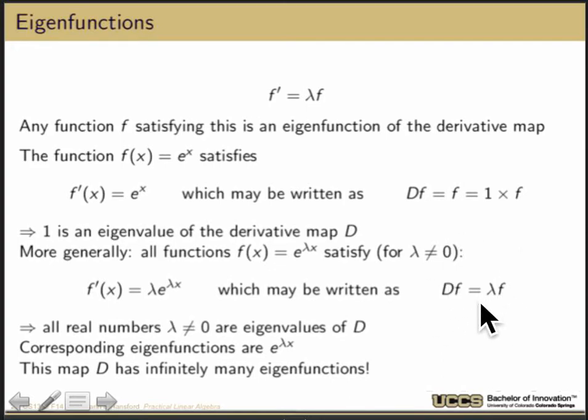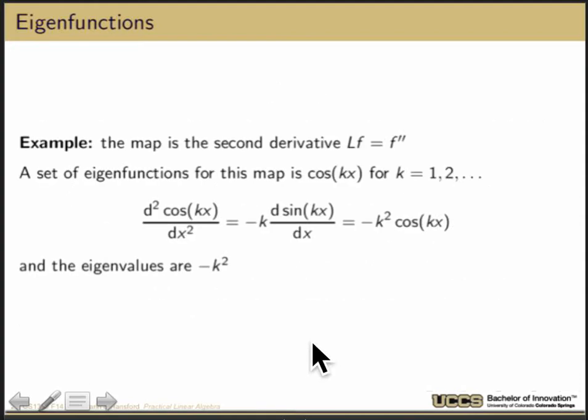Exactly what we saw for eigenvalues and eigenvectors, except now we're doing it with functions. And this is true for all real values of lambda other than 0. So even though we're talking about functions, before we had a finite number: if A was an n by n matrix, it had at most n eigenvectors. For functions, the corresponding eigenfunctions are infinite. D, the derivative map, has infinitely many eigenfunctions because it's true for all values of lambda: 0.1, 0.2, 0.001, whatever, all of them.